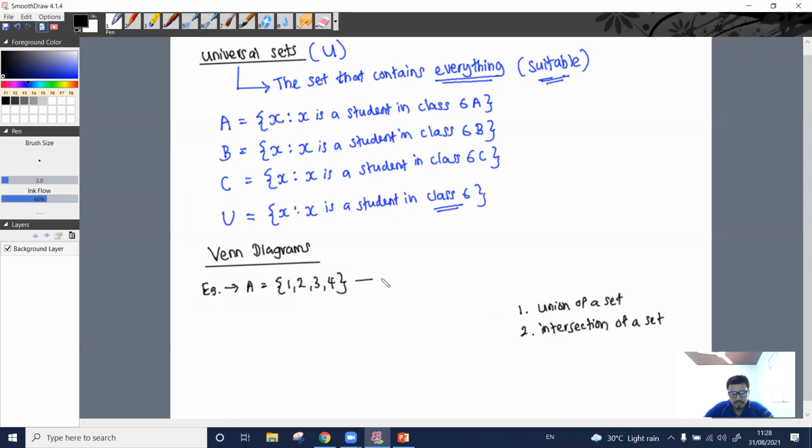Here the same thing we can represent using Venn diagrams. 1, 2, 3, and 4. This is set A. Okay, I will take another example like this.